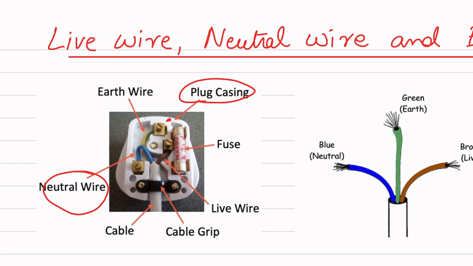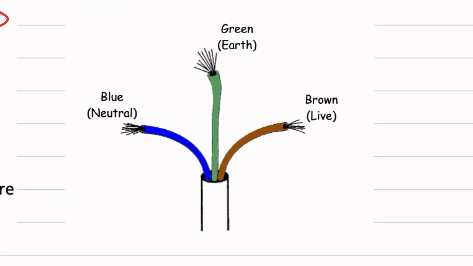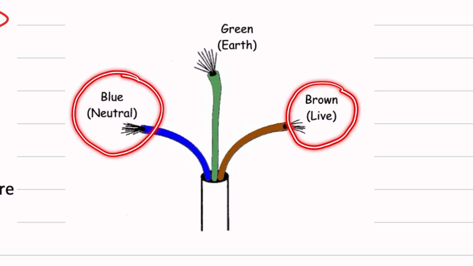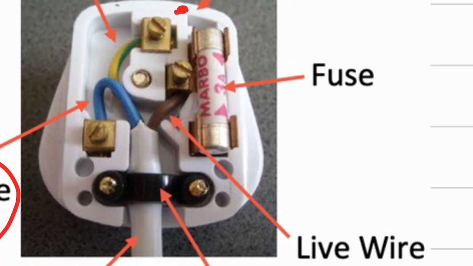Now I can show you the colors of the neutral, live, and green wire. Live wire is of brown color according to the UK standards. Neutral wire is of the blue color, and earth wire is of green color. Now about this fuse: let's suppose the appliance can only consume a current of 50 ampere.